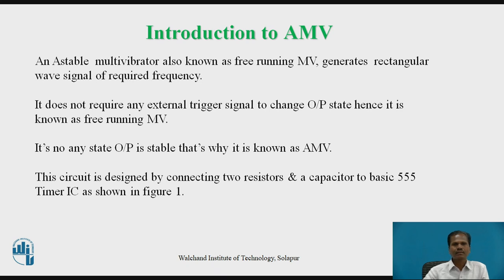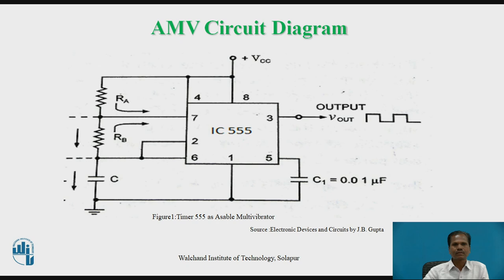This circuit is designed by connecting two external resistors and a single capacitor to basic IC555 timer IC as shown in figure 1. Now this figure shows the circuit diagram for Astable Multivibrator using IC555 timer, the two resistors RA and RB and a single capacitor connected between pin number 6, 2 and ground. And an additional capacitor C1 is connected between pin number 5 and ground, and output is taken from pin number 3.